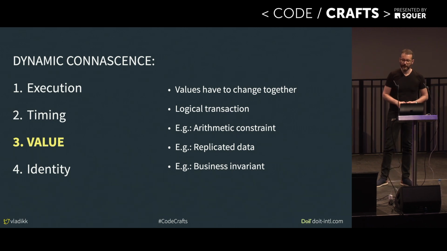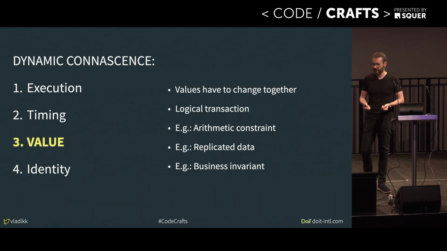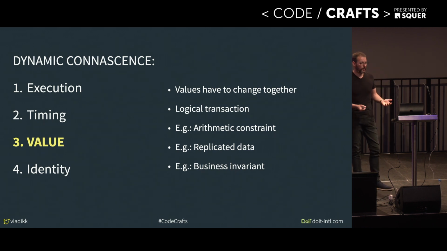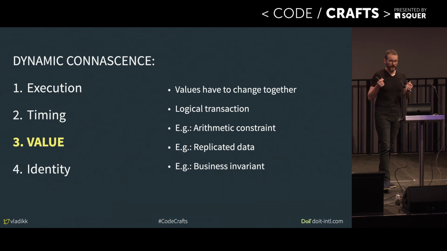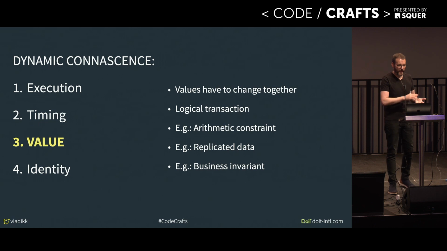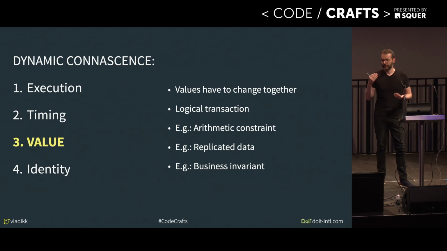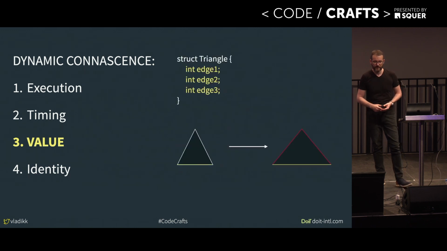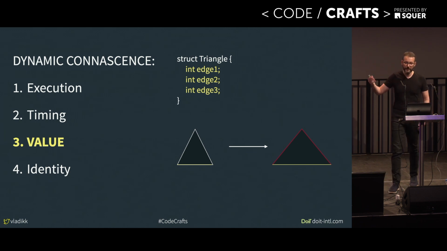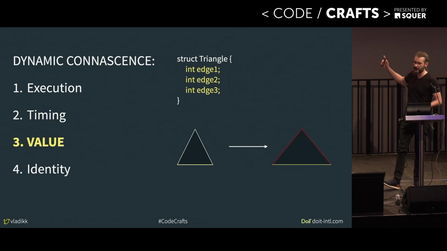Connaissance of value happens when values have to change together, meaning that there is a business rule or invariant or business algorithm that says that multiple values have to change together as an atomic transaction, because otherwise the system is going to be in an incorrect state. For example, let's say we have this data structure that represents 3 edges of a triangle. If we're changing one of the values, in order for a triangle to remain mathematically valid, we have to change the other 2 values as well. So that makes the values of this data structure connected by value.